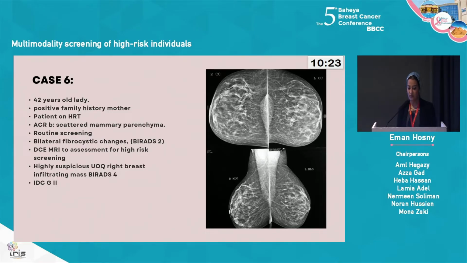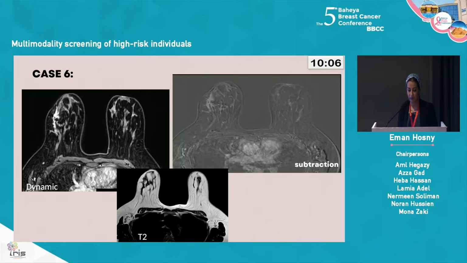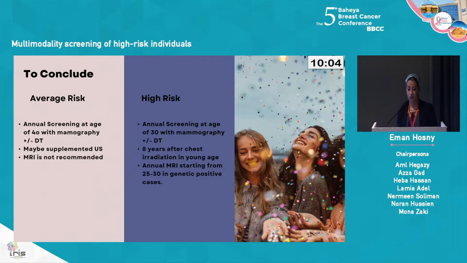A 42-year-old lady with a positive family history, her mother, and receiving hormone replacement therapy. ACR B, scattered mammary parenchyma, routine screening, bilateral fibrocystic changes. Dynamic MRI, being a high-risk individual, showed a suspicious upper outer breast infiltrating mass. So to conclude, for average risk women: annual screening mammography at age 40, with mammogram plus or minus digital tomosynthesis according to the facility. Maybe supplemental ultrasound; MRI is not recommended, as we mentioned.